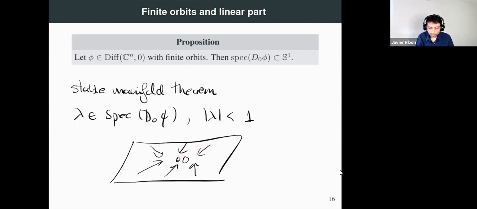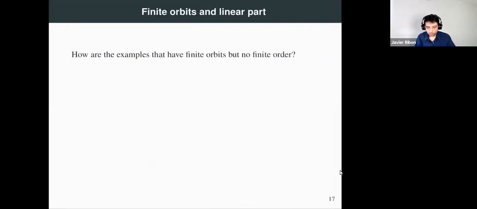So you cannot have eigenvalues of modulus less than 1. Of course, you cannot have eigenvalues of modulus bigger than 1, because you can make the same argument for the inverse of phi. So all eigenvalues have modulus 1. This is just the stable manifold theorem. Okay, so we know that.